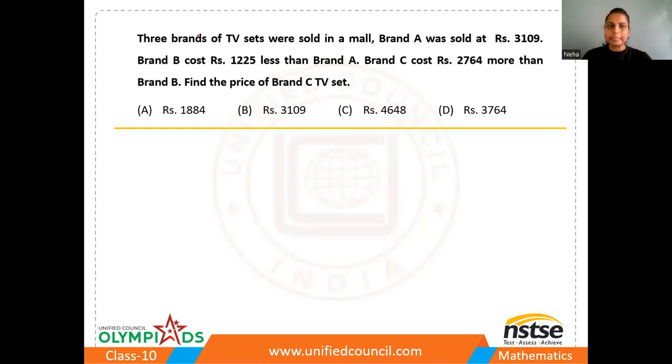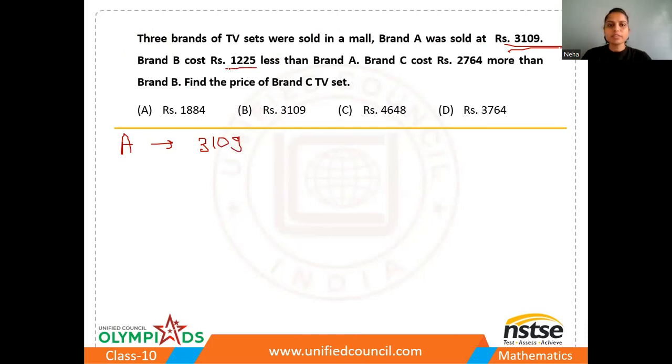Okay, so basically, just read the first line and solve it. 3 brands of TV sets were sold in a mall. Brand A was sold at rupees 3,109. So for brand A, the price is 3,109. Clear? Now, what about brand B?